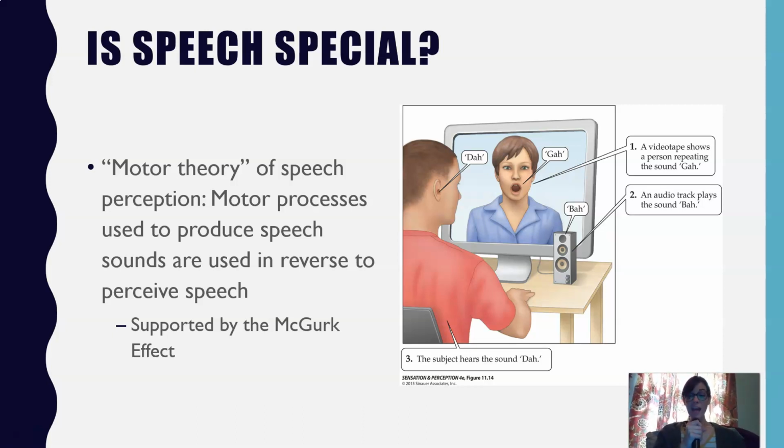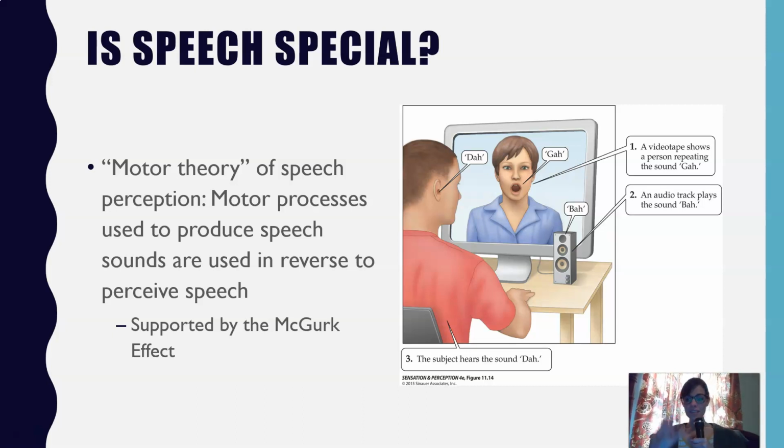One thing that highlights this theory of speech being special is something known as the motor theory of speech perception. This is basically the idea that we figure out what somebody is trying to say by looking at the motor processes that are used to produce that speech and then running that in reverse to perceive that speech. So we can figure out what somebody is trying to tell us by thinking about the motor processes used to produce that speech and effectively running it in reverse.